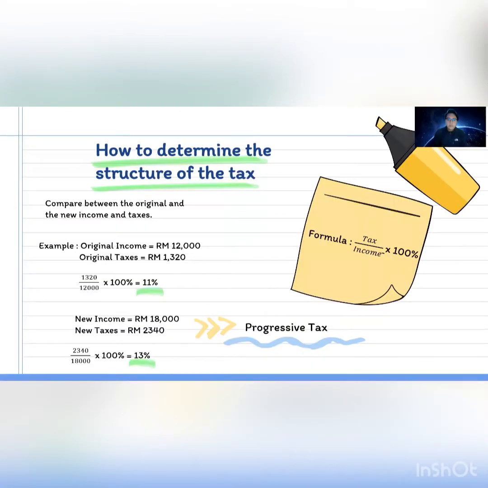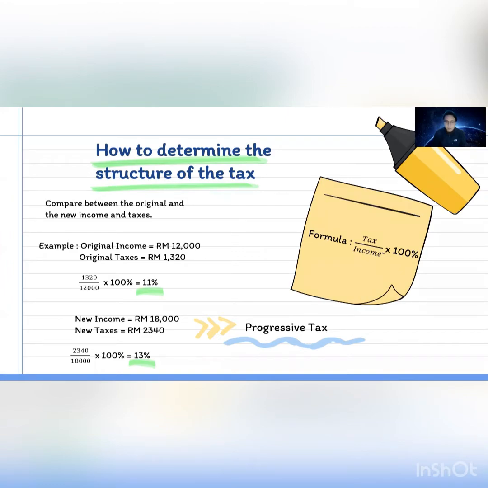How to determine the structure of the tax? To determine the structure of the tax, we must compare the original and the new income and taxes. The formula is tax divided by income, multiplied by 100%. For example, the original income is 12,000 ringgit and the original tax is 1,320 ringgit. If we divide 1,320 by 12,000 and multiply it by 100%, it will be 11%. That is the tax rate.